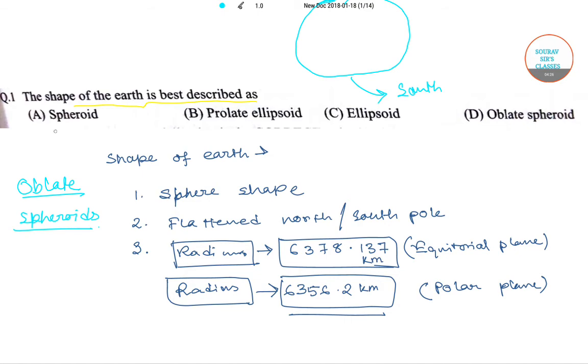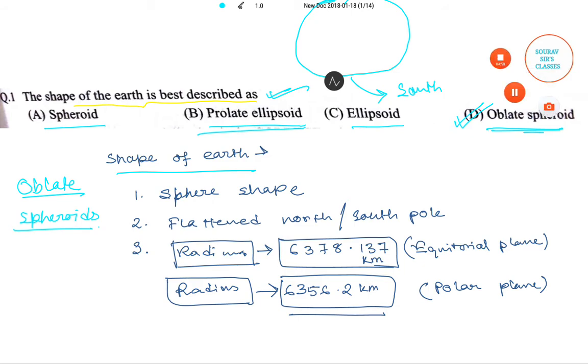So now we have options here. A is spheroid, B is prolate ellipsoid, and there is oblate spheroid. So the answer will be option D, that is oblate spheroid. So that is the shape of the earth, and this much knowledge is enough for this question. So moving to the next question.